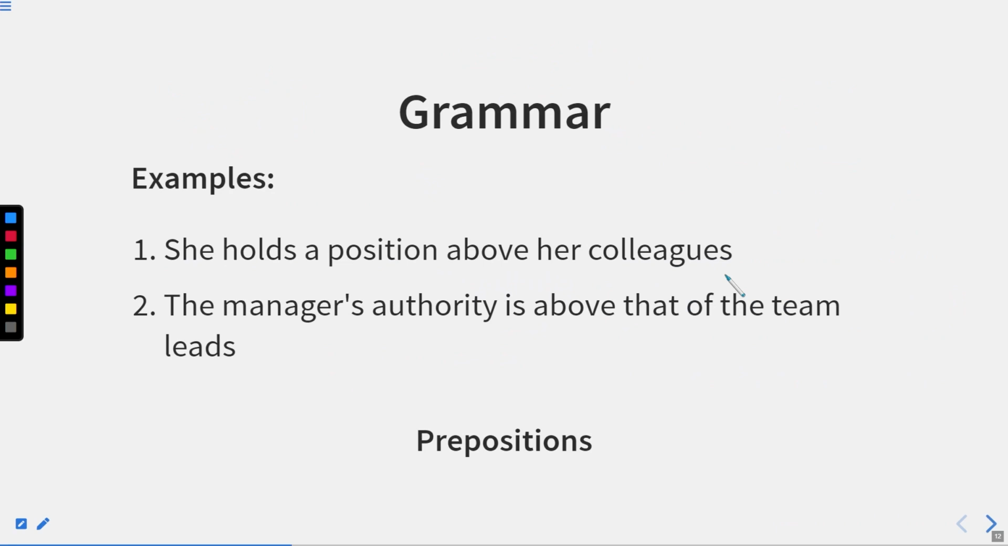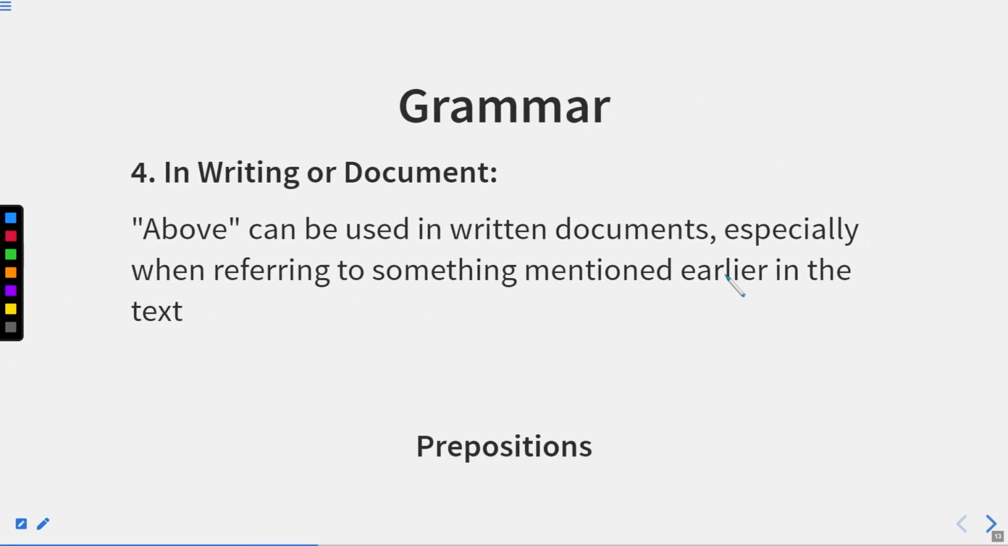For example, she holds a position above her colleagues. It means whatever position she holds is higher than that of her colleagues. The manager's authority is above that of the team leads. It means he's more authoritative, or his power is more than that. So here, when we are showing the higher rank, we are using the preposition above. We cannot use on over there.